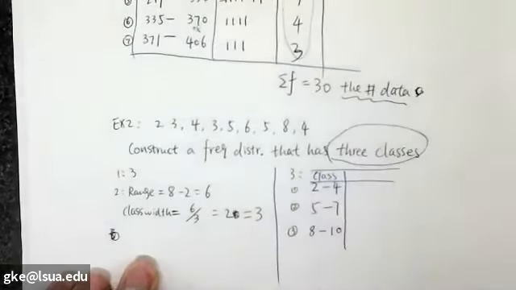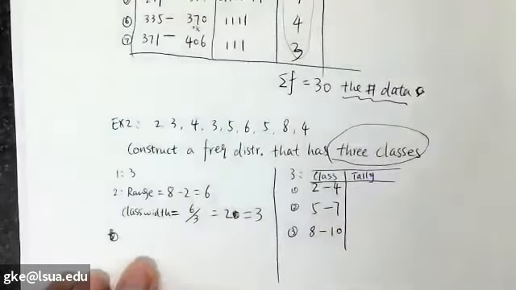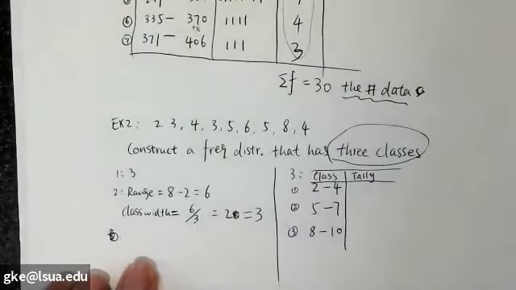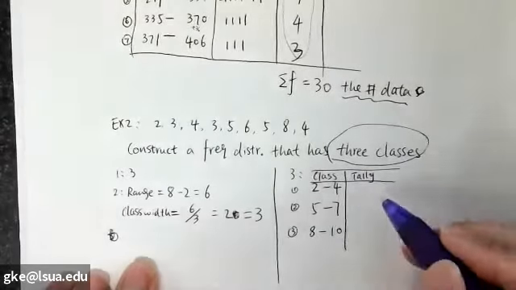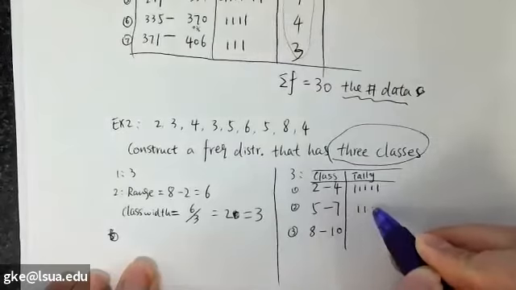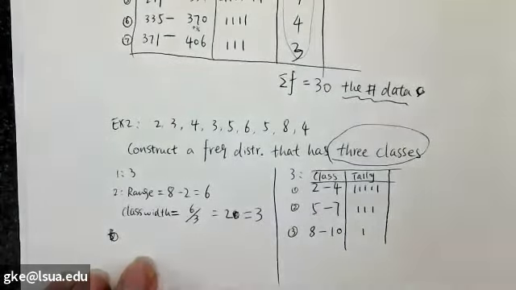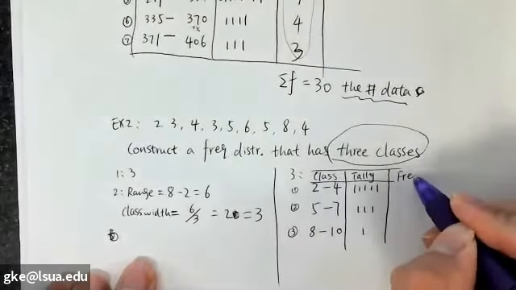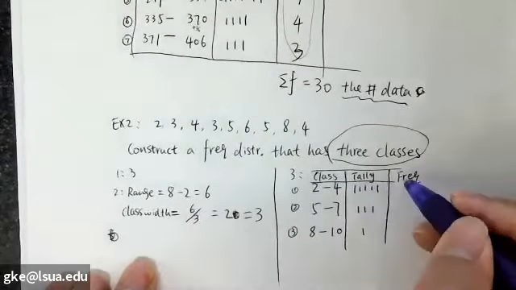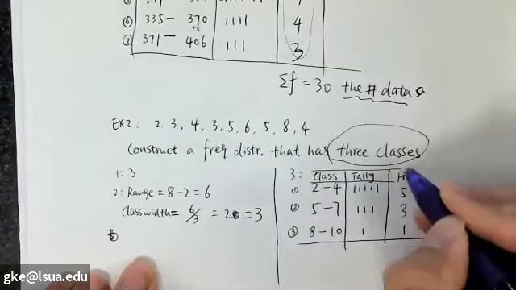And after you get the class, you need a tally. The tally of them is going to be 4, 1, 2, 3, 4, 5. This guy is 3. This is 1. After you get the tally, you can get the frequency. That is 5. That is 3. That is 1. Okay, that's it.